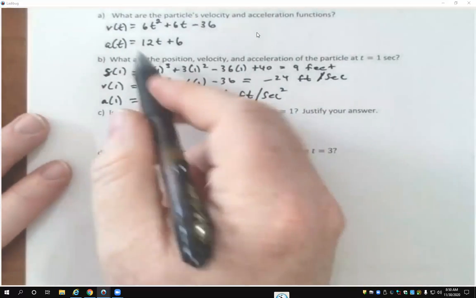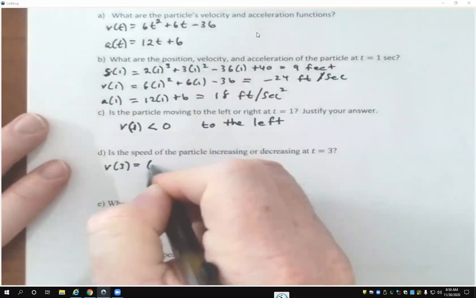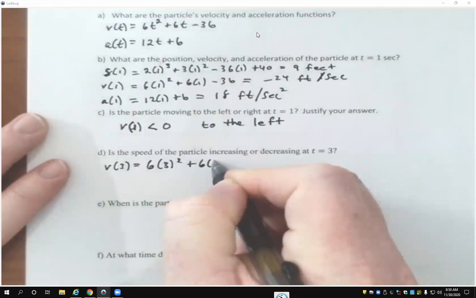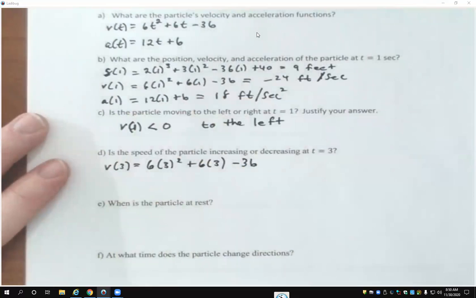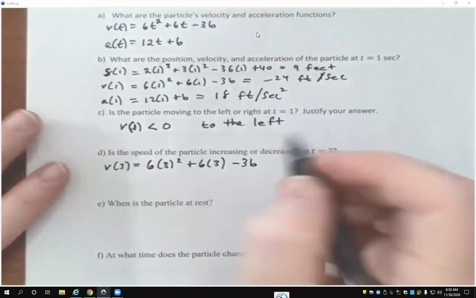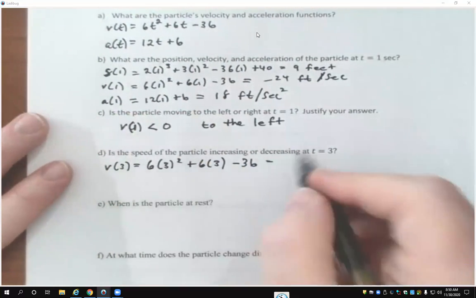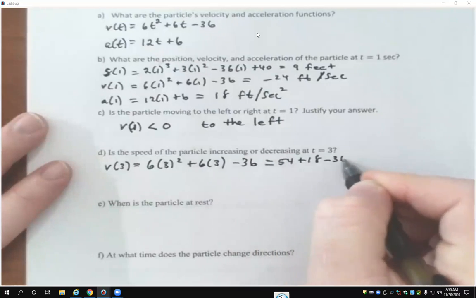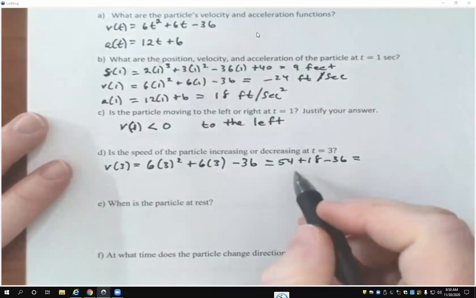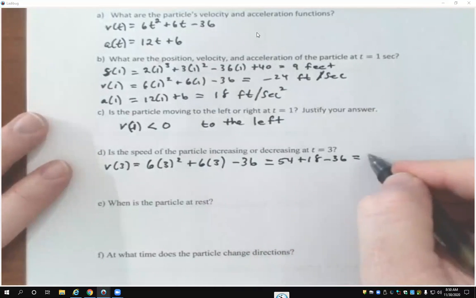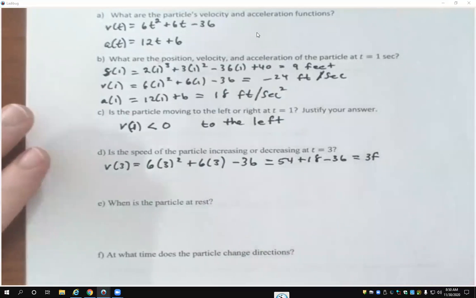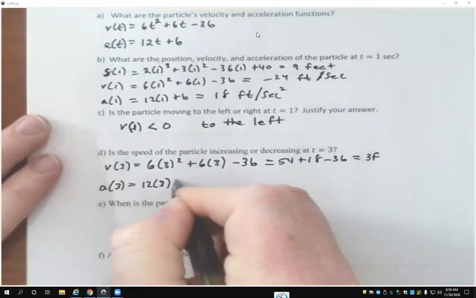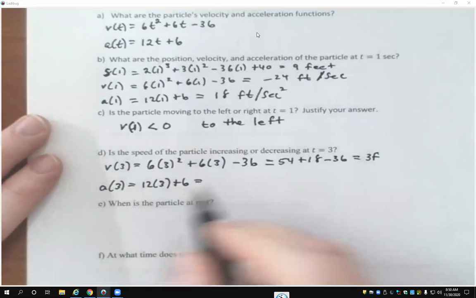Okay, and so v of 3 is plugging a 3 into our velocity function, 6 times 3 squared plus 6 times 3 minus 36. And that's 9 times 6 is 54 plus 18 minus 36. What is that? 72 minus 36, which is 36. And a of 3 is 12 times 3 plus 6, which is 42.